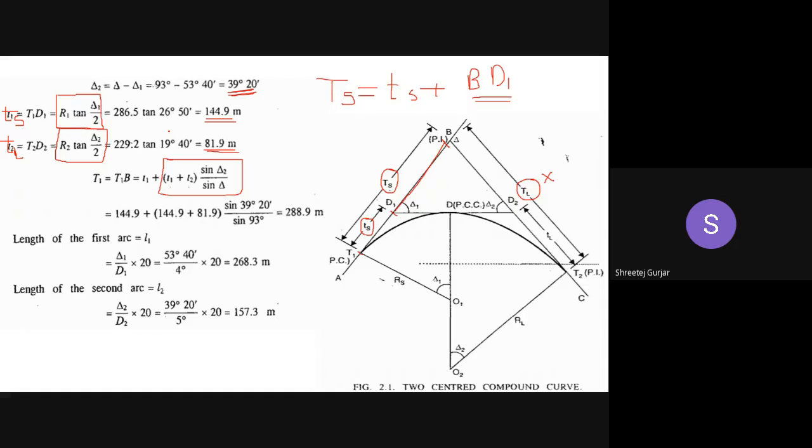Okay. So once this is done, you can calculate TS, and the TS length we have got as 288.9 meters. This particular length from T1 to B is how much? 288.9 meters. Okay. So TS is known. Now length of the curve we will calculate now. LS and LL. Now we will calculate LS and LL.